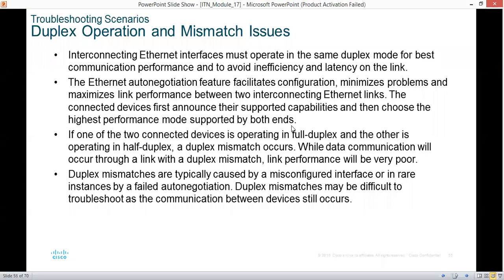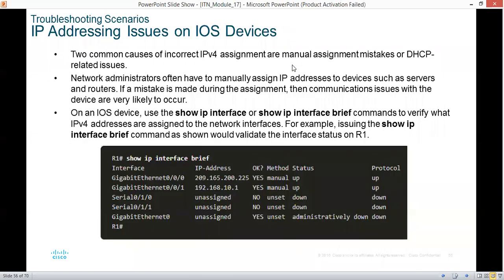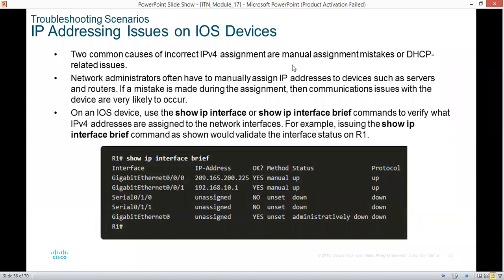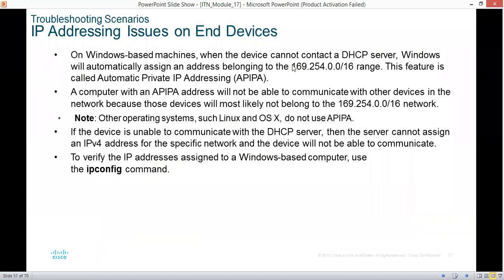Troubleshooting scenarios, so duplex operation and mismatch issues. Interconnecting Ethernet interfaces must operate in the same duplex mode for best communication performance and to avoid inefficiency and latency on the link. So what we're saying is that everything must be configured in phase, or else you have some issues. But when there are issues, what do you do? For instance, if those issues are attributed to wrong IP addresses assigned to interfaces that is making them not to be on the same phase, you can use show IP interface brief to be able to see those IP addresses and remove the wrong IP addresses so that you do not have some kind of mismatch, or probably put in the right usable IP address.